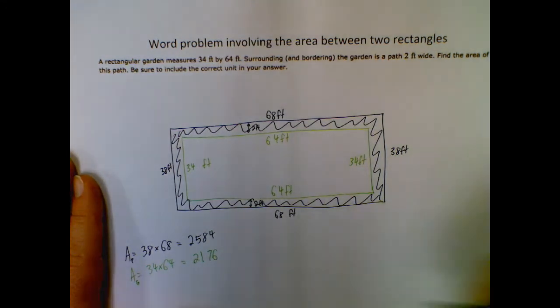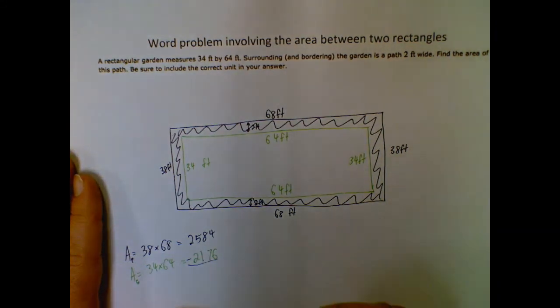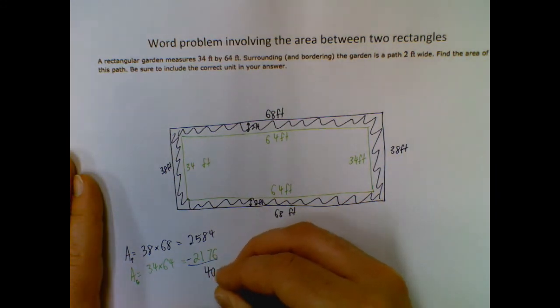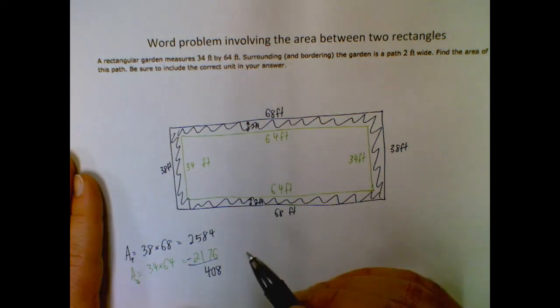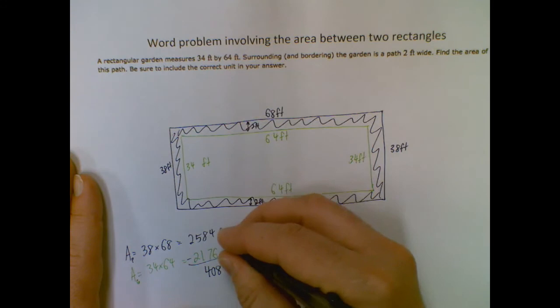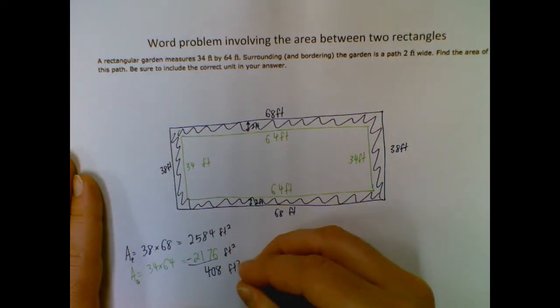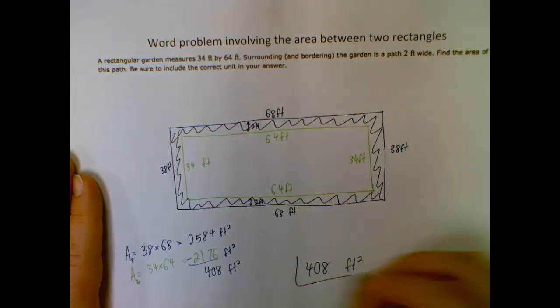And I just need to subtract these now, and I should get the area of my path. So 2584 minus 2176 comes out to 408. And just make sure we get this right. We are talking about areas, so both of these were feet squared because they were areas. So when I subtract, I'm going to have feet squared. So 408 feet squared.